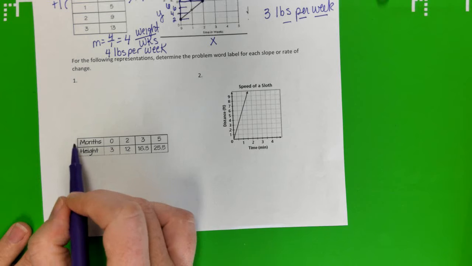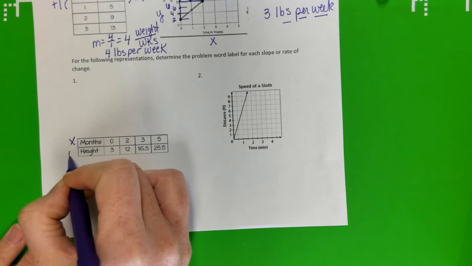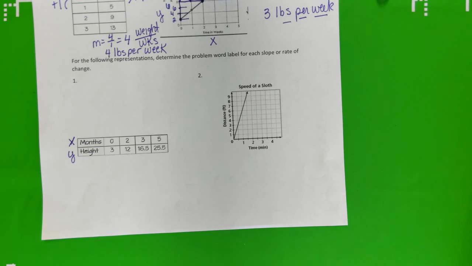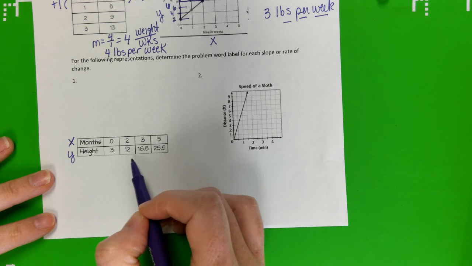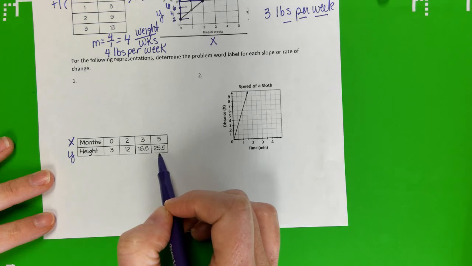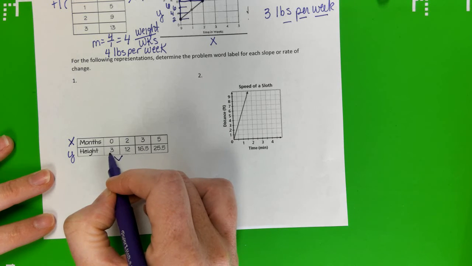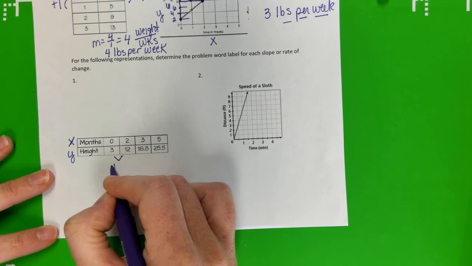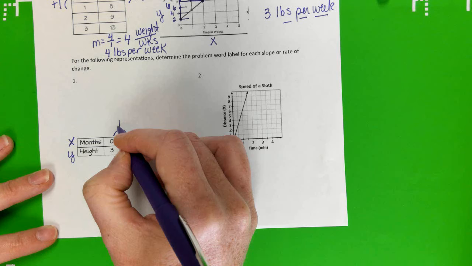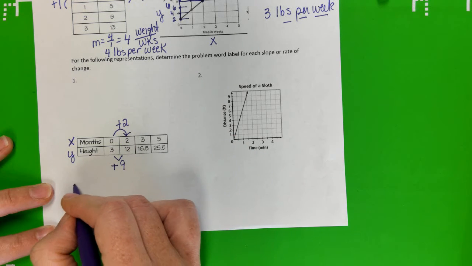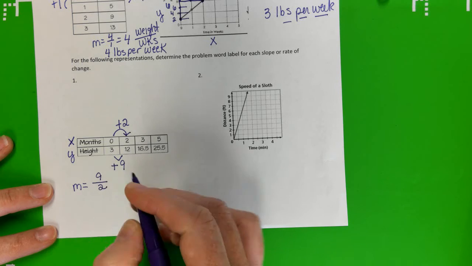First thing I want to do is, when we have a table that's going vertically, the top is always the x, the bottom is always the y. It's always that way. And so we can still find the change. Now, I don't want to use these numbers. These are decimals, they are ugly. So I want to use these numbers right here. To get from 3 to 12, we are adding 9. To get from 0 to 2, we are adding 2. So our slope or rate of change would be 9 over 2.